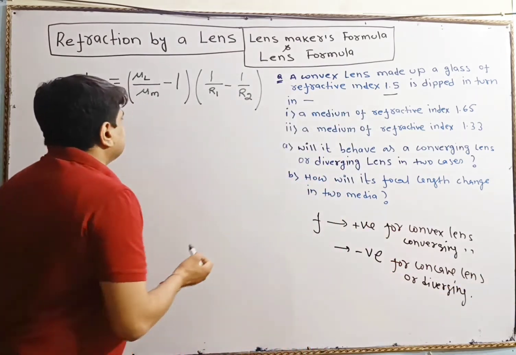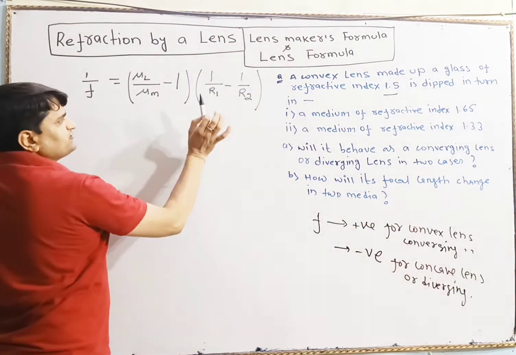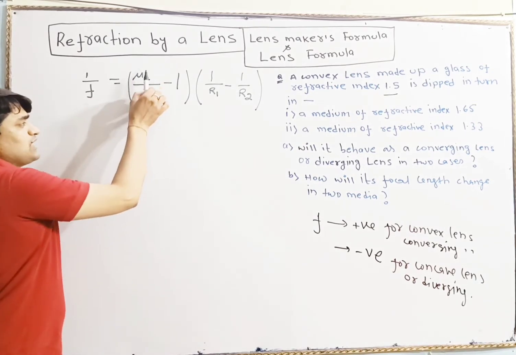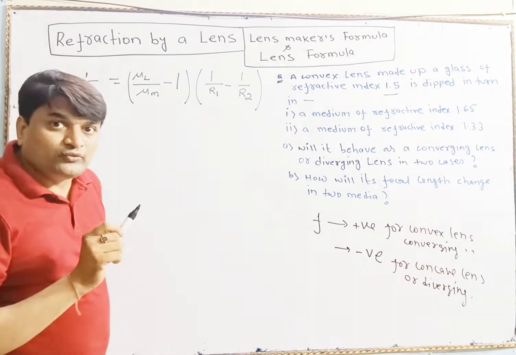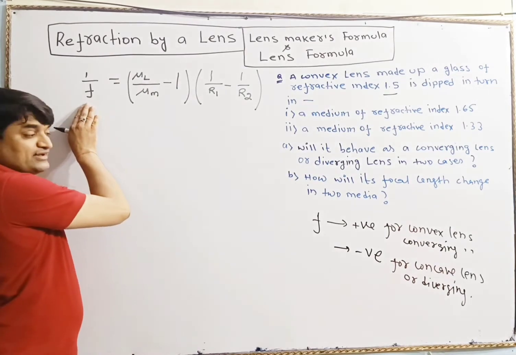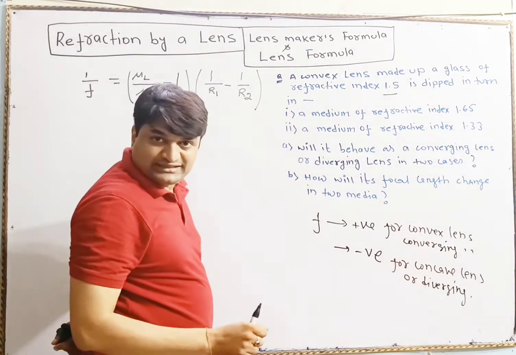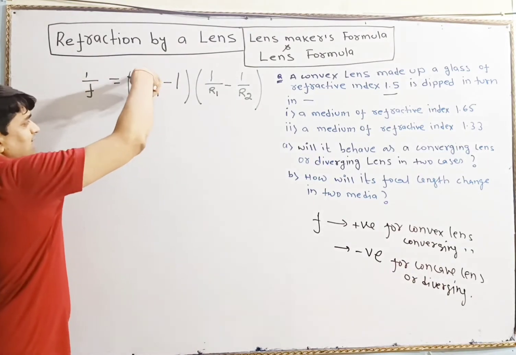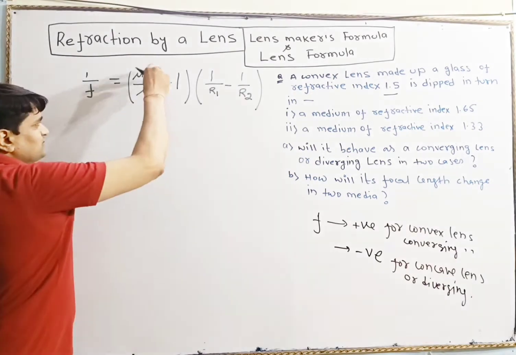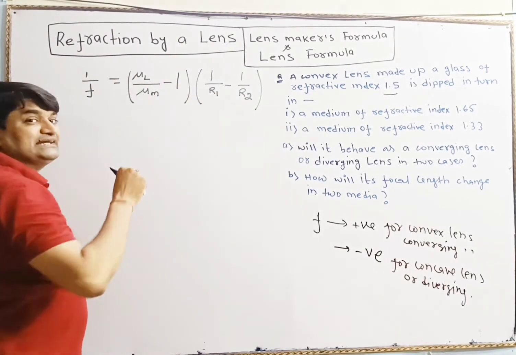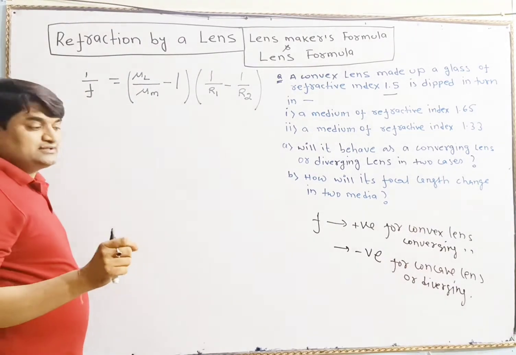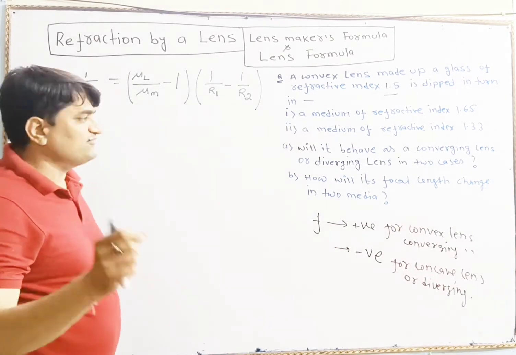Now see the term here. This term is fixed and here is mu L upon mu m. If this ratio mu L upon mu m is greater than 1, then this whole term will be positive, and so f will be positive and it will behave as a convex lens. If this ratio mu L upon mu m is less than 1, then this is less than 1 and this is 1, so this term becomes negative, and so f becomes negative and it is a diverging lens or concave lens.